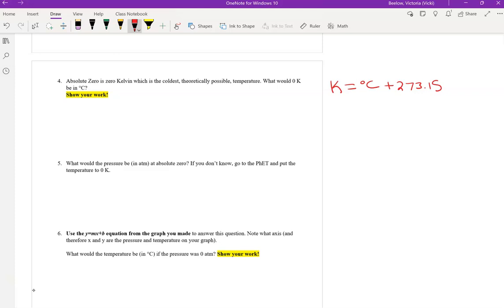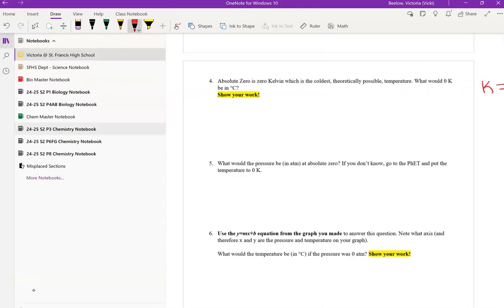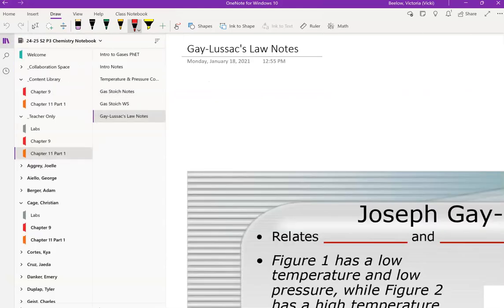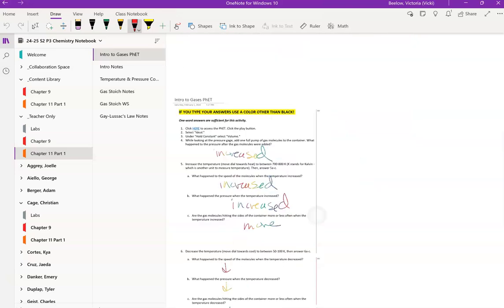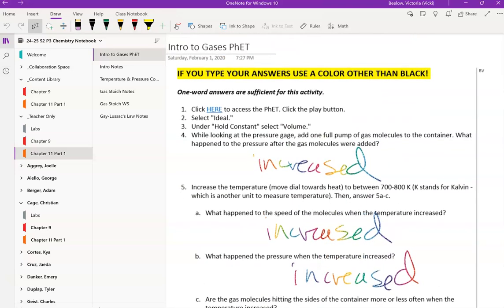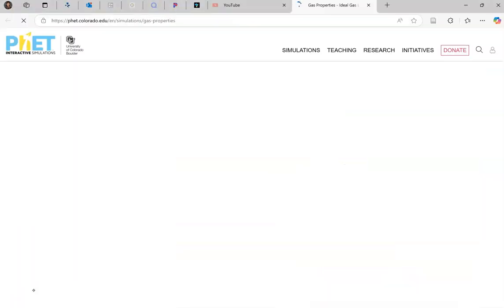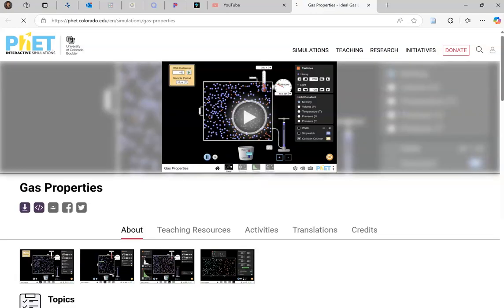And then what would the pressure be in ATM at absolute 0? If you don't know, go back to the PhET and put the temperature at absolute 0. So you can go back to the PhET, the Intro to Gases PhET, and you can just click on the link right here in your Intro to Gases PhET. Pull that up, hit the play button.